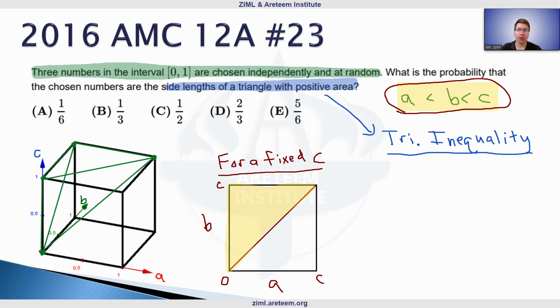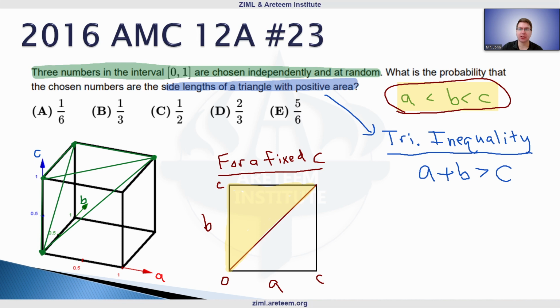In general, if we had 3 random numbers, we would have 3 inequalities. But if we know the longest side is C, our triangle inequality simplifies to C is greater than A plus B. Whoops, A plus B needs to be greater than C. I have this order backwards. The 2 shorter sides need to get longer than the last side.